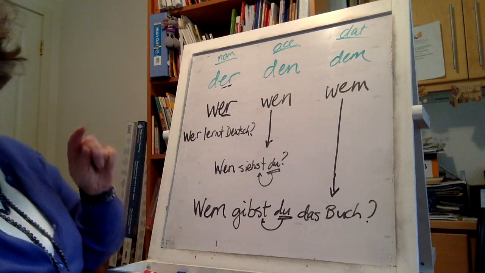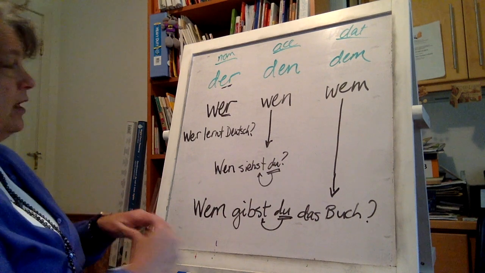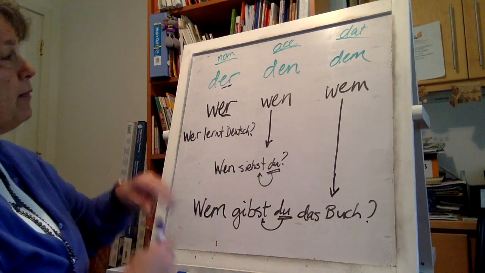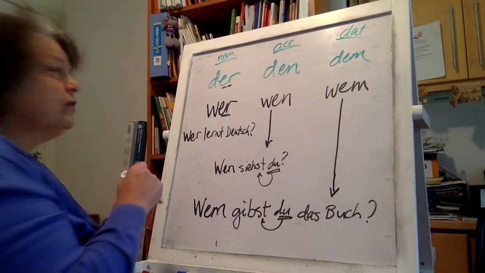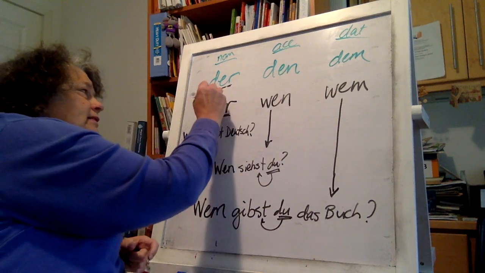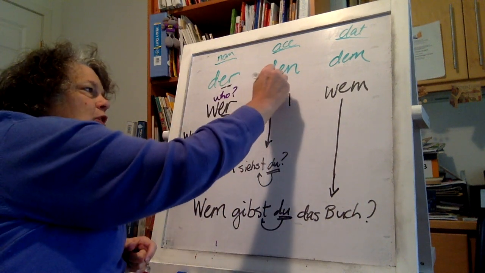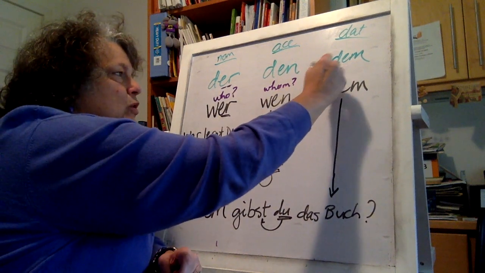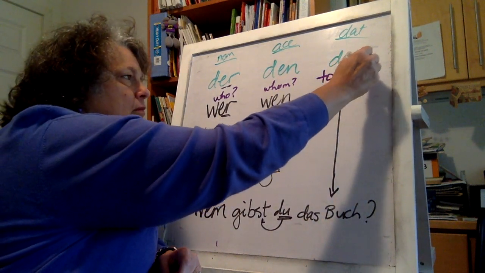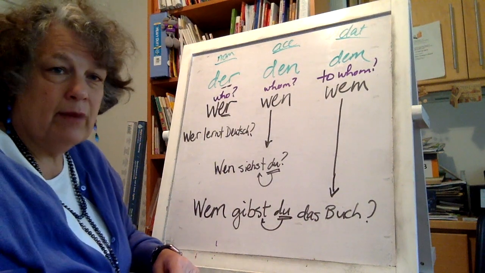All right? So if that's all too hard to remember, you can remember it like a million different ways. You can remember it this way because you know this. You can also remember it this way. This is in English who. This is in English whom. And this is in English to whom. If you want to do it that way, fine. You just got to remember it.